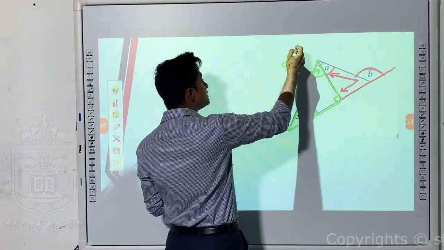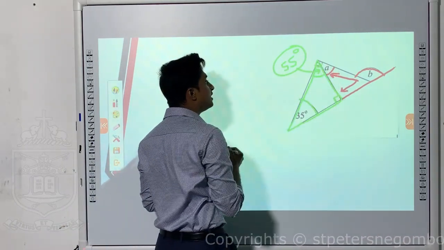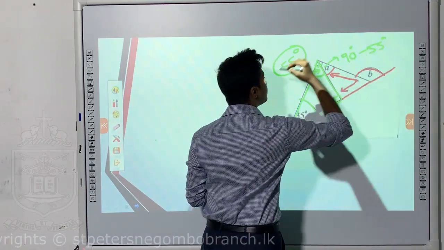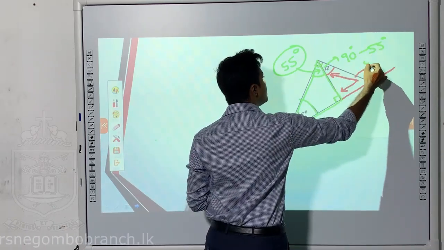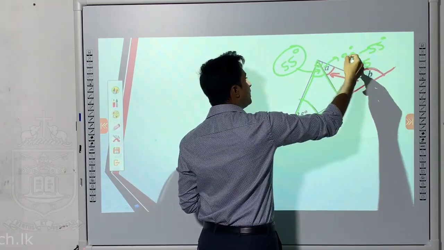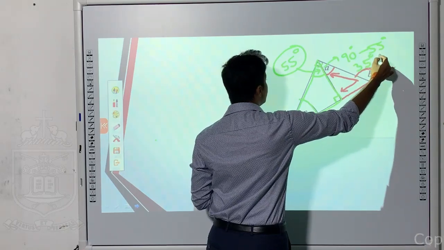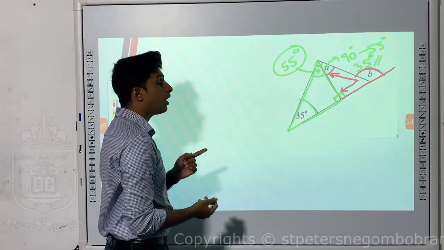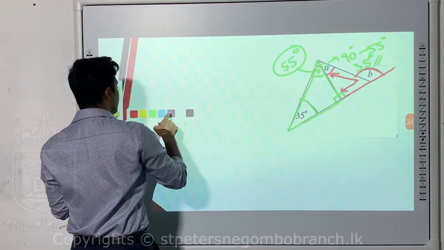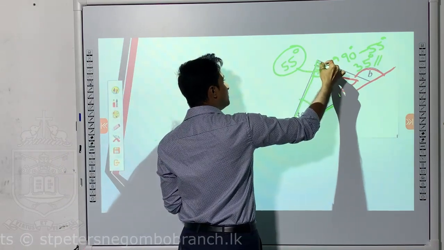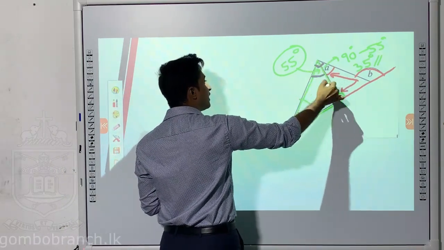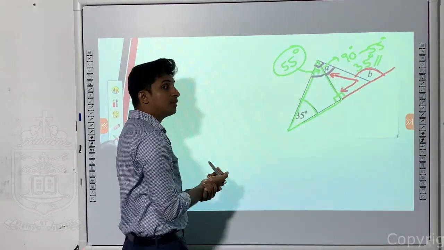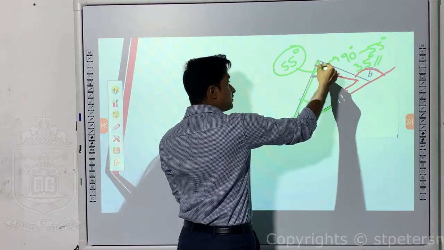Now if this angle is 55, there is a right angle here, so this is going to be 90 degrees minus 55. That is 35. This is already 90. How I got this 35 is, if I consider this right angle, this part is 55 and this part is 35. When they add together, they form 90 degrees.